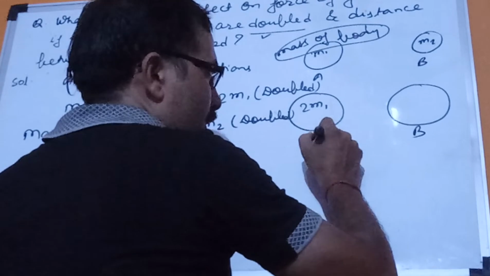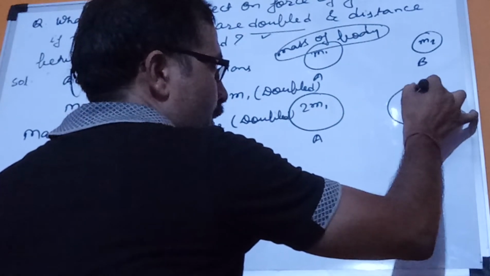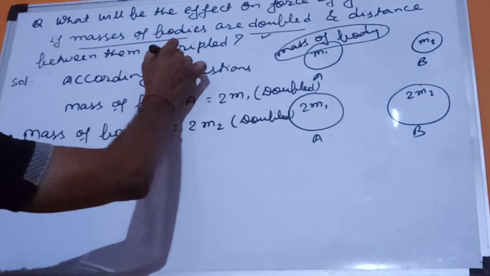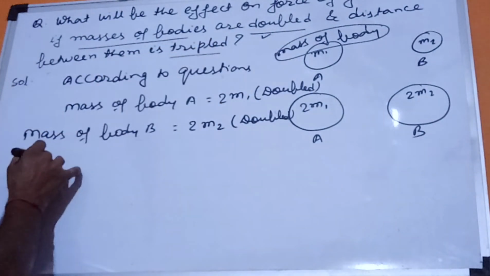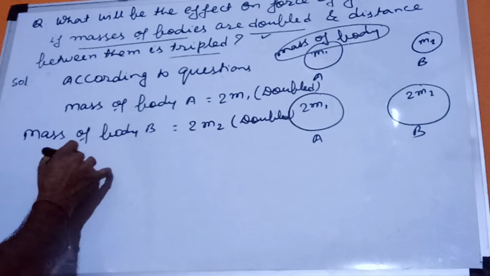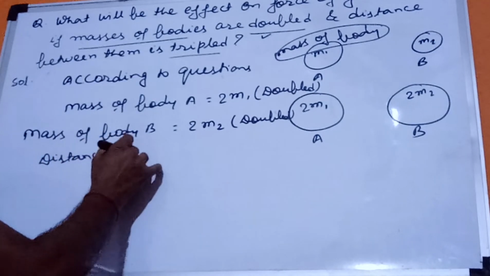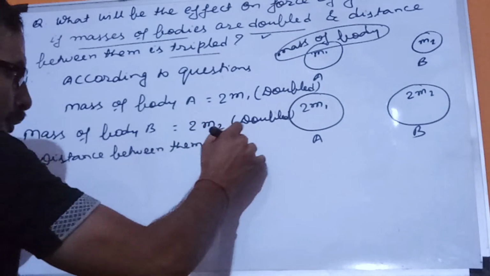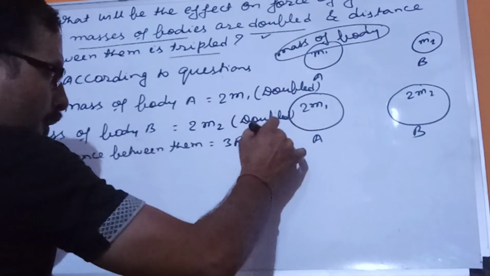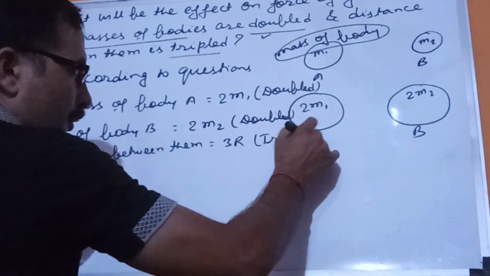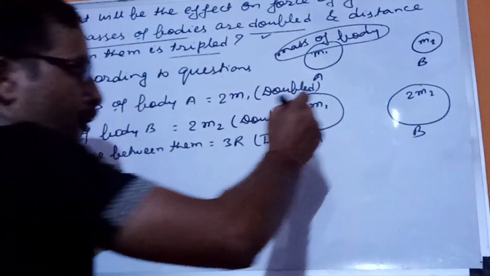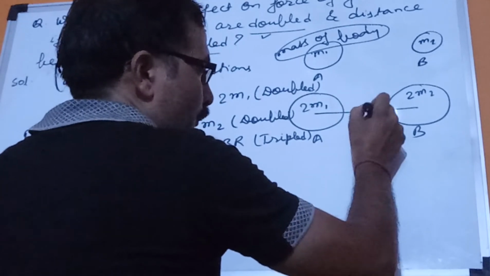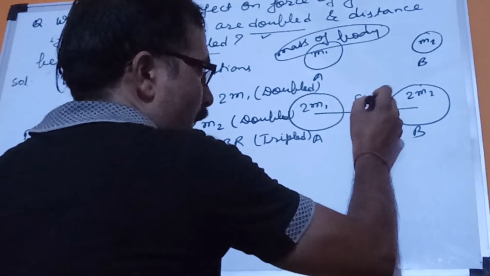Okay. Now according to the question, body B has the mass became what? This is body B, this is body A. Its mass became 2m2. And the distance between them is tripled. So now we can say the distance between them was r, now it became 3r, means it was tripled. So the distance between them became 3r. Let the force of gravitation acting between them be F2.